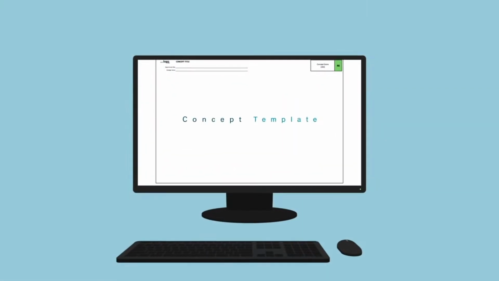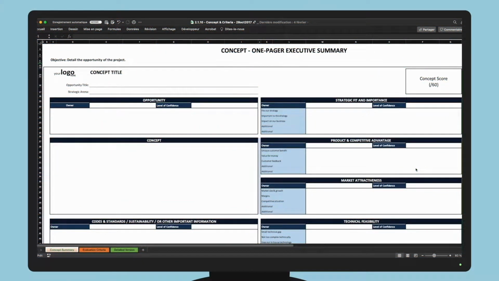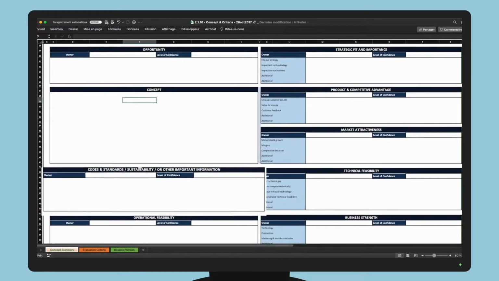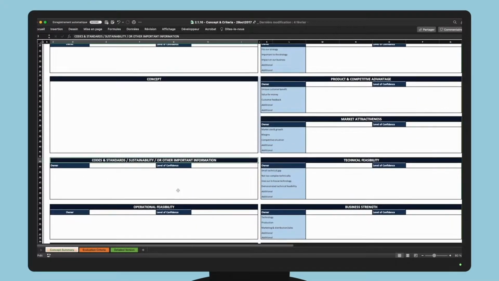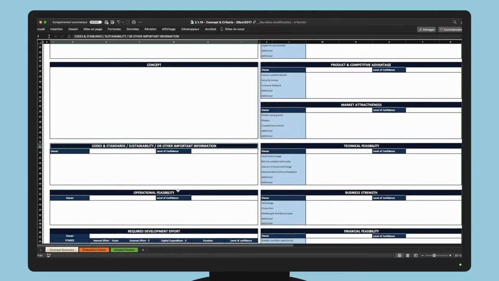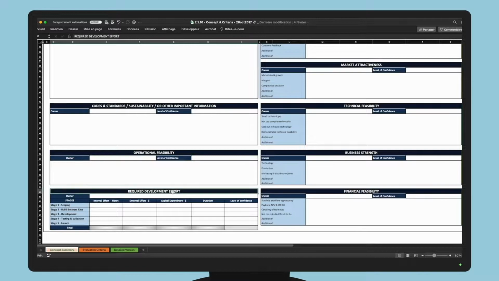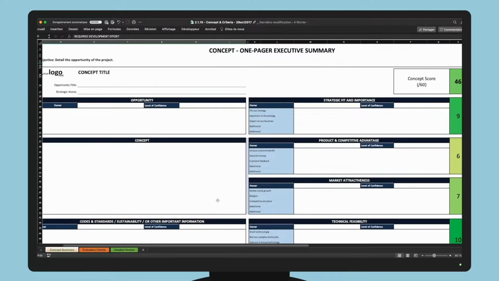A summarized action plan for the upcoming steps. Here's a concept template multiple club members use to develop their concept and present their portfolio review. Let's move to Excel and delve into it. It ideally fits on an 11 by 17 inch sheet or A3 sheet. The opportunity description. The concept description. How it responds to codes and standards, or sustainable development, or any other information you believe is important for your organization. Then comes the validation of the operation feasibility, an evaluation of the required development effort.